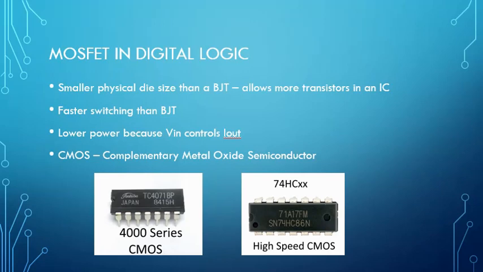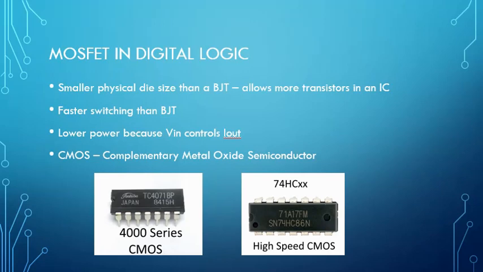They're lower power because VIN controls I out. So you don't need a current on the input to control it. You just need a voltage. You need a voltage on a very high input resistance, which means there's hardly any current or power used to turn these off and on.